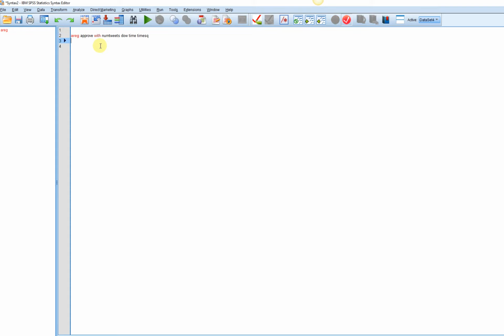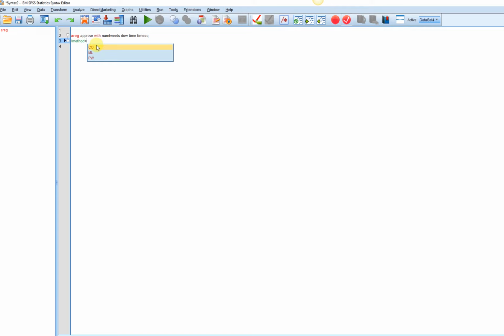Next, I'm going to press backslash and method, and then equals. And then you notice that you've got CO, ML, and PW. Cochrane Orcutt is CO, maximum likelihood is ML, and Prais Winsten is PW. So we're just going to start off with the Cochrane Orcutt right here.